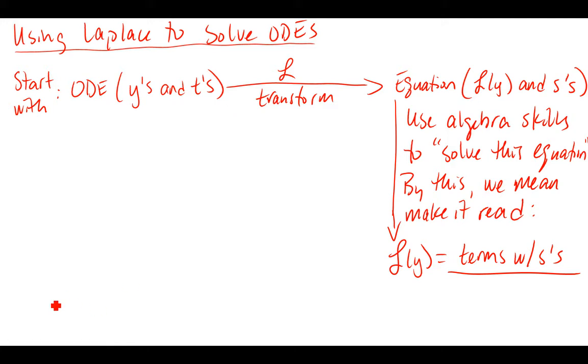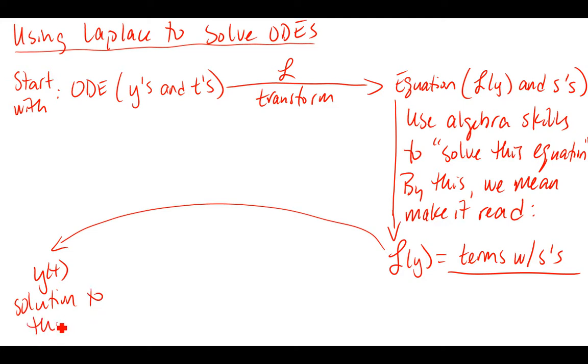And what will happen if I can do that? So first of all, if I try to go backwards, Laplace of y is going to turn back into just regular y, or I'll put y of t here for emphasis. And of course, this is the solution to the original ODE. That's good news. I'll put an exclamation point there.